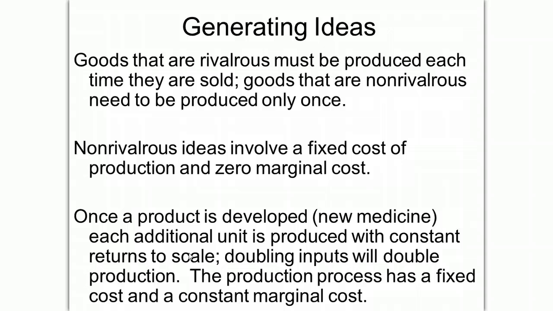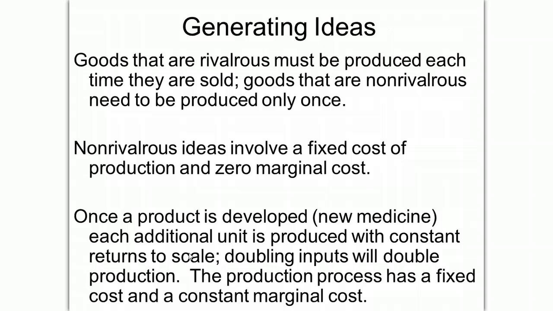Goods that are non-rivalrous need to be produced only once. So all you have to do is create the idea once. So non-rivalrous ideas involve a fixed cost of production and a zero marginal cost. So the fixed cost is creating the idea in the first place. A certain amount of investment, a certain amount of time, a certain amount of labour required to create the idea, whatever it might be, a new pharmaceutical, a new innovation, a new method of production, a new phone, a new way of organising production, whatever it might be, has a fixed cost, an upfront cost. And then once you have the idea created, you can use it over and over again. You'll never wear it out and never use it up.